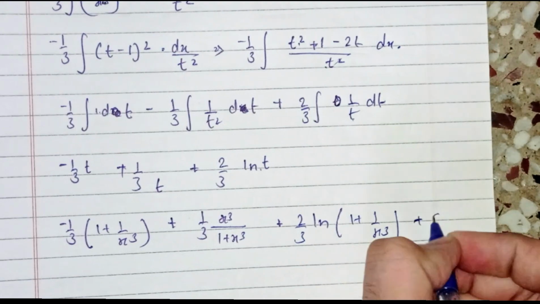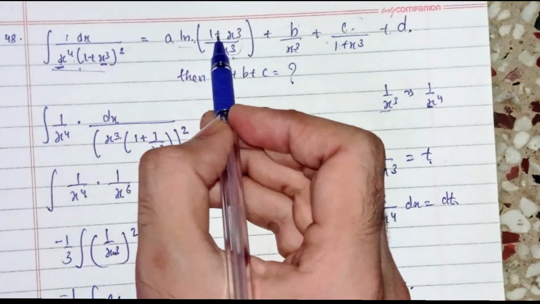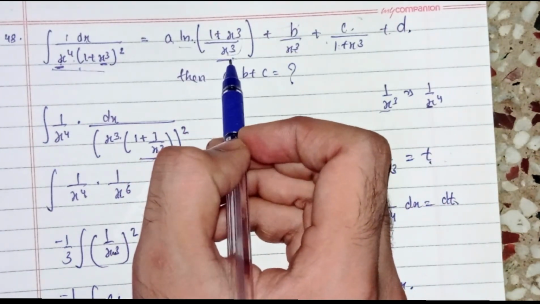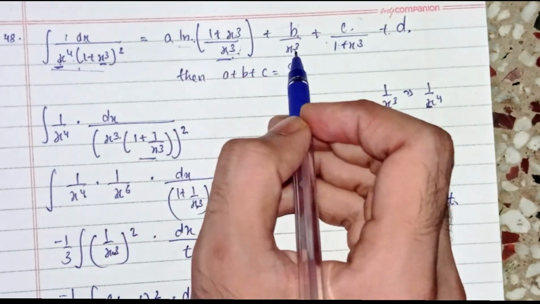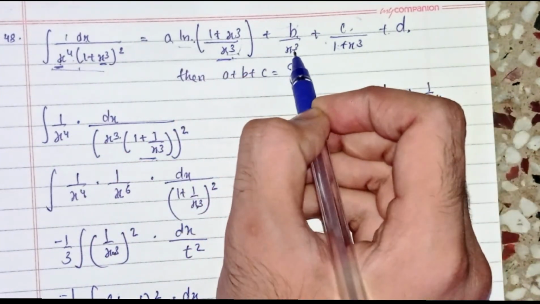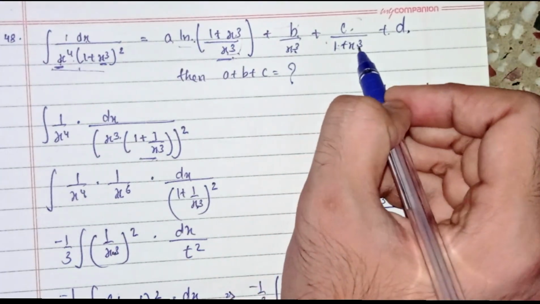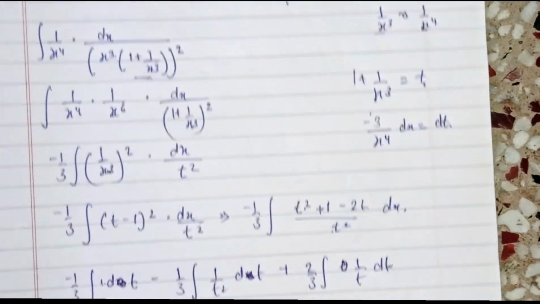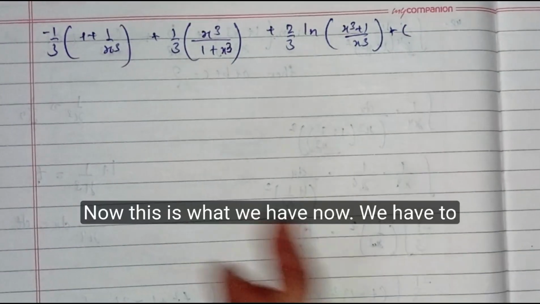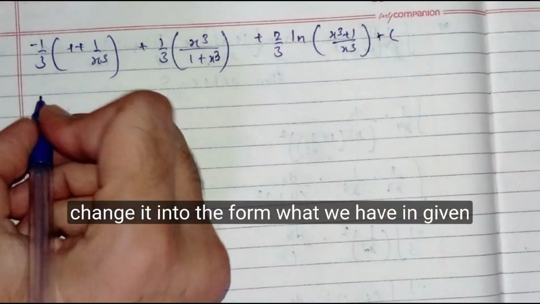Now let's check if this matches what was in the question. Yes, we have ln in bracket 1 plus x cube upon x cube, and b upon x cube, yes, we have something with 1 upon x cube, and c upon 1 plus x cube. So let's change our answer into this form. Now this is what we have. Now we have to change it into the form given in the question.